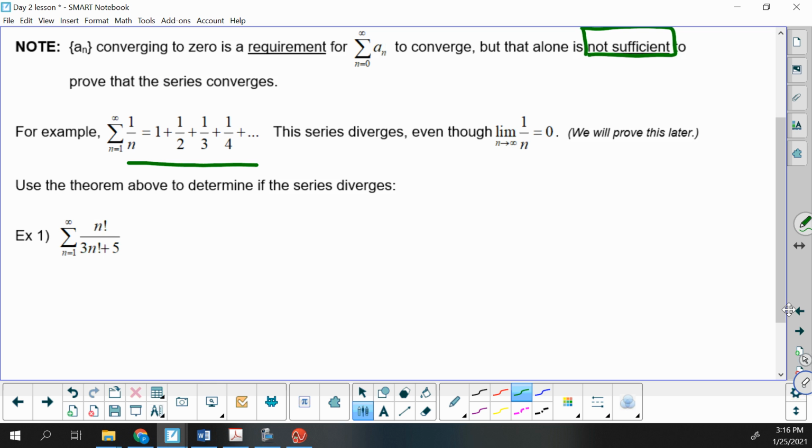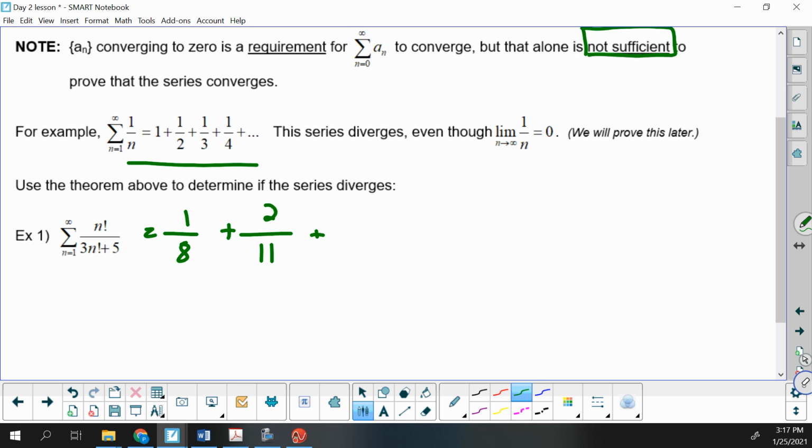Now looking at this is kind of interesting. Let's try subbing in some values. When we sub in 1 on top, we're going to get 1. On bottom, 1 factorial is 1 times 3 is 3, plus 5 is 8. Plus, if we put 2 on top, 2 factorial means 2 times 1, so we get 2. Well, on bottom, we'll have 3 times that 2 plus 5, so we'll get 11.